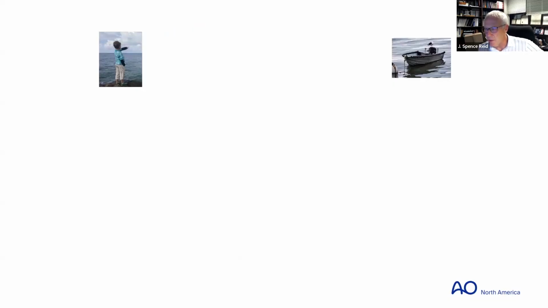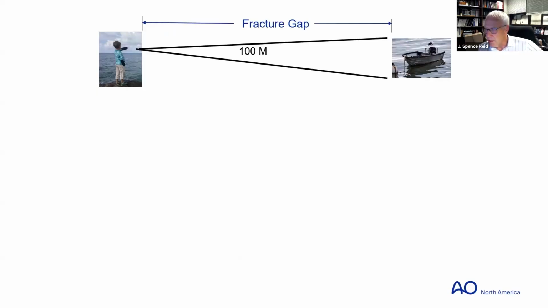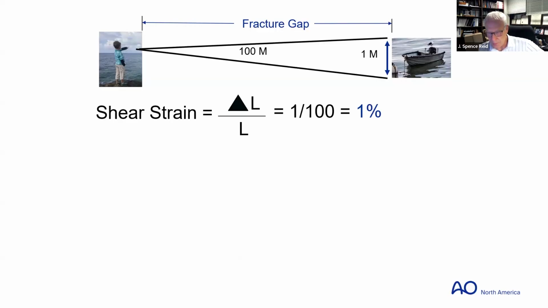Okay, so imagine you're standing on a shore and you're tied to a boat that's 100 meters away. And this boat is just rocking up and down on a wave that's 1 meter. So if we ask the question, what is the shear in the rope that's holding the boat to the person? It's delta L over L. It's 1/100, or 1%.